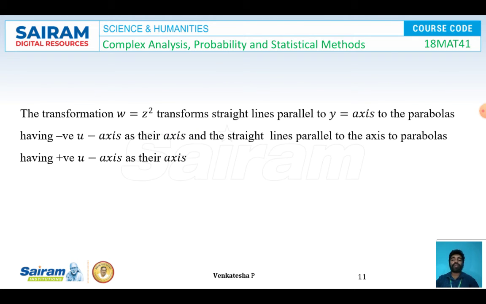So hence we can conclude that the transformation w is equal to z square transforms a family of straight lines x is equal to a, which is parallel to the y axis, into a family of parabolas in the negative u direction, and y is equal to b, a family of straight lines parallel to the x axis, has been transformed into a family of parabolas in the positive u direction in the w plane.